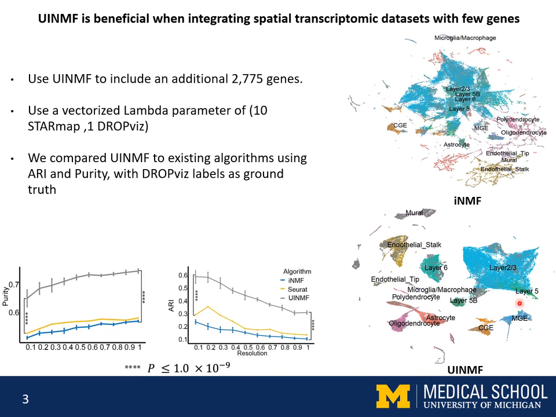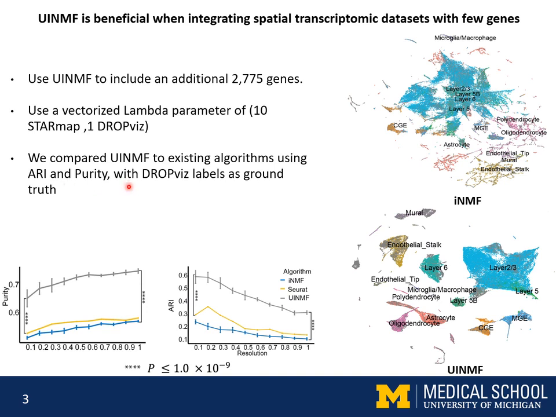We were able to use the UINMF algorithm to incorporate an additional 2,775 genes that were present in the single-cell RNA sequencing dataset, but not present in the spatial transcriptomic dataset. We also introduced a vectorized lambda parameter of 10 for the spatial transcriptomic data and 1 for the single-cell RNA sequencing data.